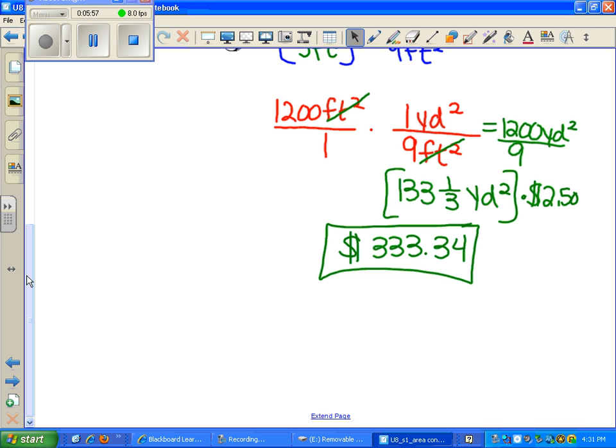So I hope that makes sense. What you need to make sure you do is that you make sure all your units are the same when you're solving a problem. So you may have to do some conversions. Great job.